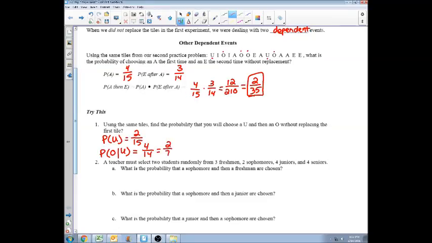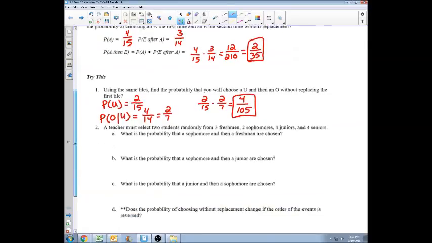So what is the probability that U and then O are pulled? Well, the probability would be 2 out of 15 times 2 out of 7. 2 times 2 is 4. 15 times 7 is 105. So our probability of U and then O is 4 out of 105.